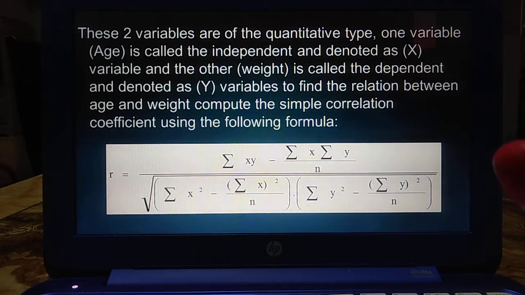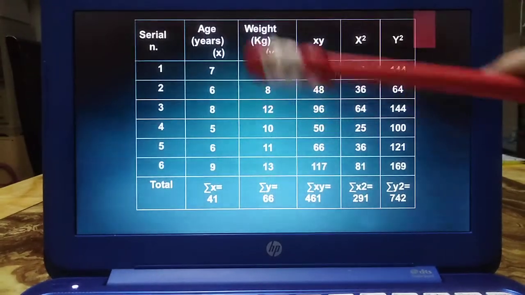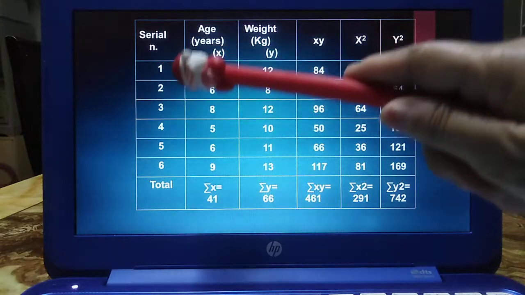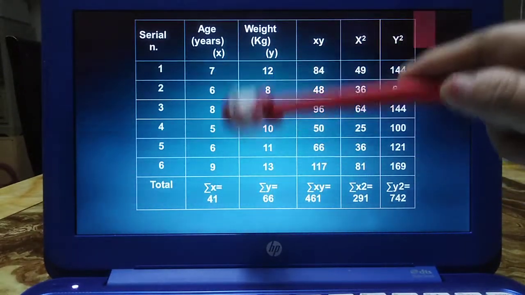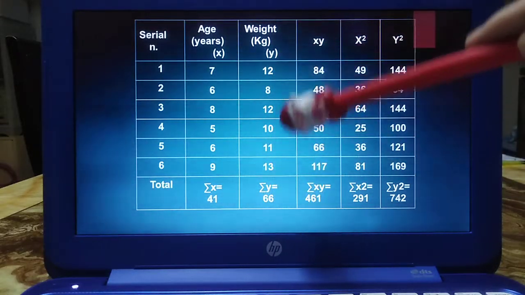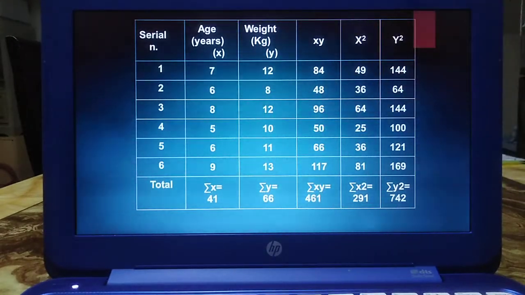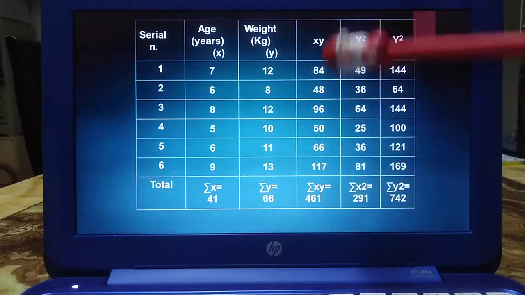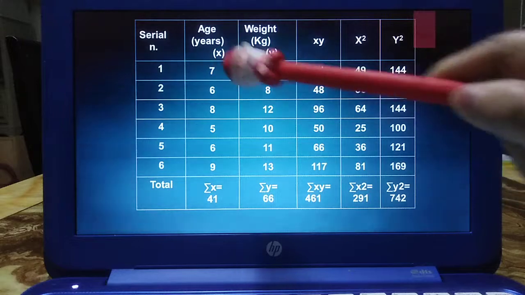Now let us look at our table. These are the number of children. We have 6 data. These are the ages of the children, and these are the corresponding weights in kilograms of our respondents. In our fourth column, we need to multiply the values of our variables x and y.